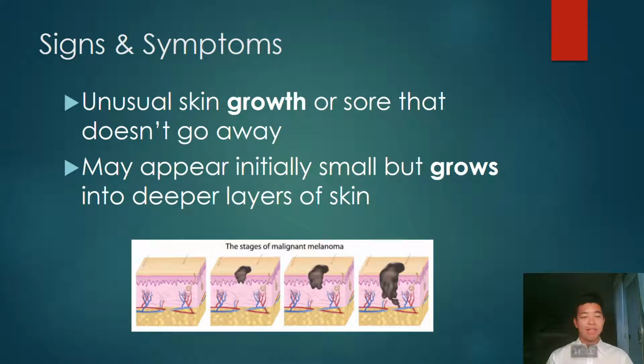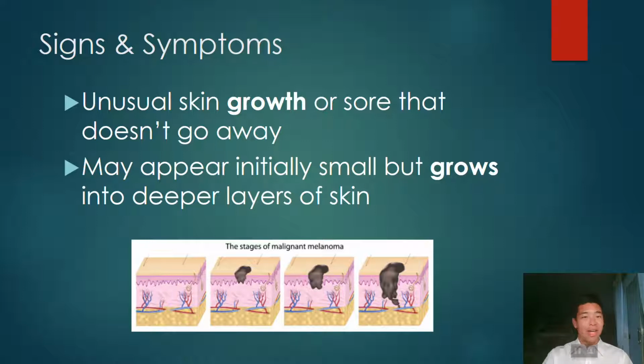So some signs and symptoms of skin cancer include an unusual skin growth or sore that just doesn't go away, is relentless with time, and this may be the first indication of a non-melanoma skin cancer. Skin cancer may initially appear as a small irregular patch on the surface of the skin. These spots may be raised and may ooze or bleed easily if picked at.